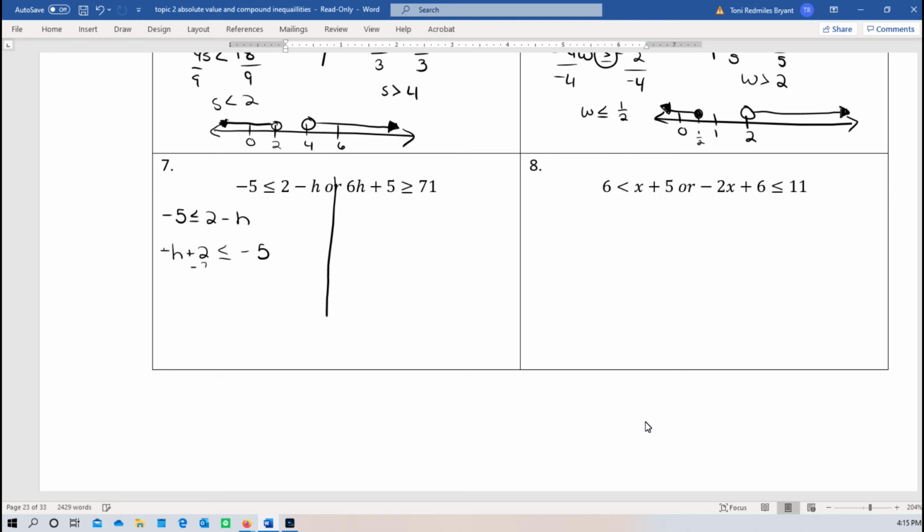So now I can see I have to subtract 2 from both sides. That's going to give me a -7 because it's adding up my debt. I'm going to have to divide by a -1, which means flipping my sign. And H is greater than or equal to 7. Over here, the 5 is adding to the H, so I'm going to subtract it, which is going to give me 66. I'm going to divide out the 6 on both sides, and I find that H is greater than or equal to 11.